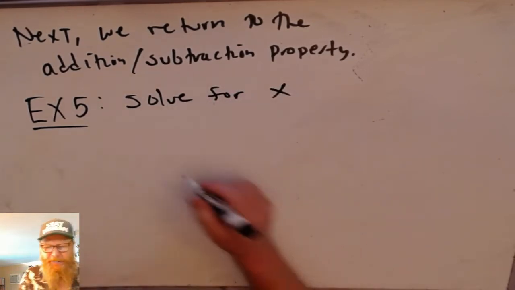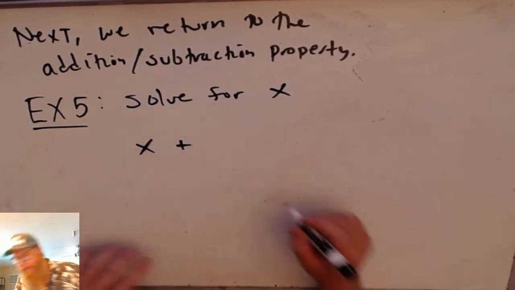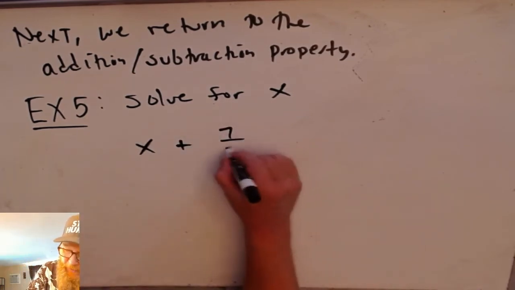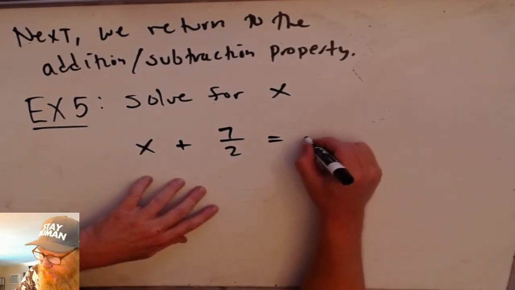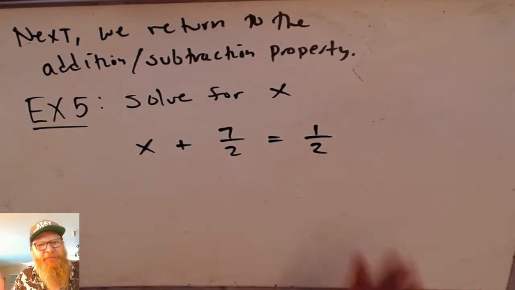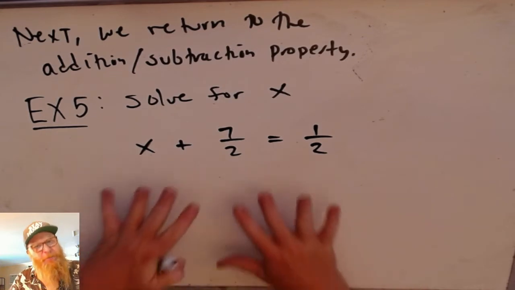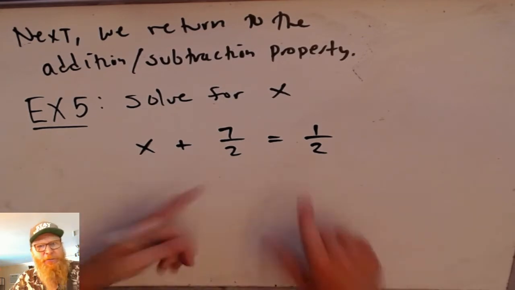I'm saying solve for x again. So we've got x plus 7/2 equals 1/2. The only difference in this chapter is all of the problems will have at least one fraction. All right, at least one fraction. This one has 2 fractions.